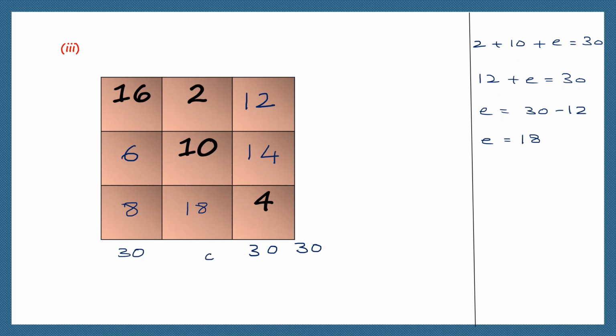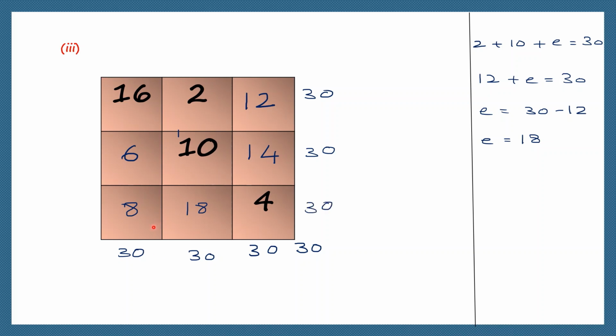2 plus 8 is 10. Carry 1. 1, 2, 3. Yes, we've got 30. Now if you add up everything, the first row, let's try. 16 plus 2 is 18. 18 plus 12 is 30. Now the next row, 6 plus 10 is 16. 16 plus 14 is 30. Next row, 8 plus 18 is 26. 26 plus 4 is 30.